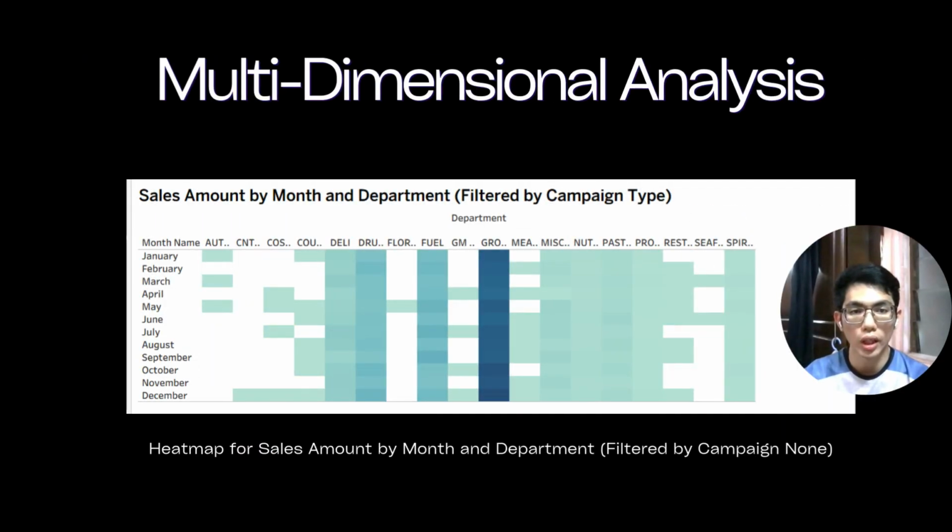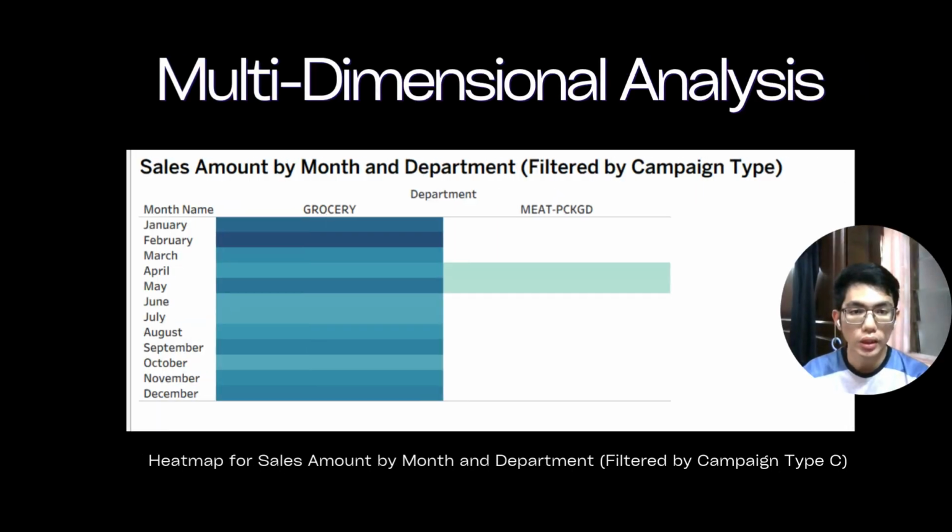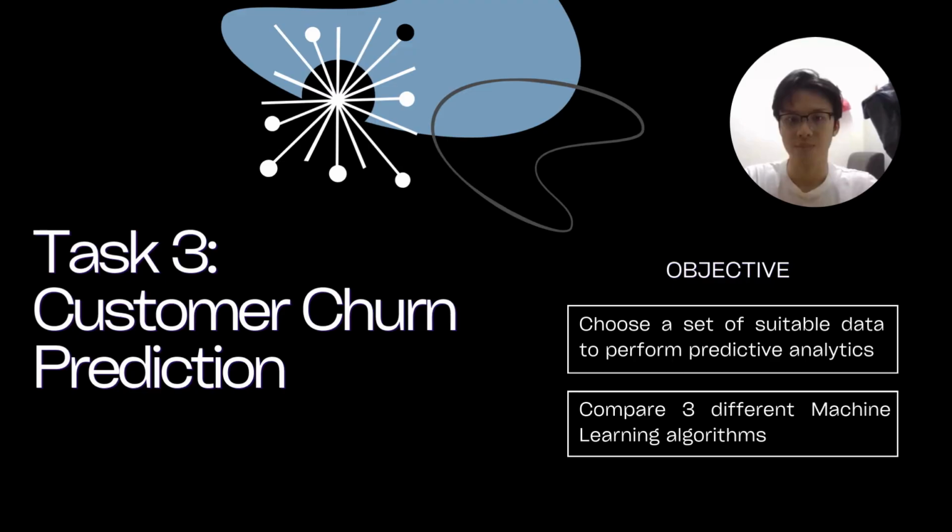For multi-dimensional analysis, we create a heat map of sales amount by month and department and filter by different campaign types, such as campaign none, campaign A, campaign B, and campaign C. This demonstrates the slice and dice capability of the data warehouse, where users can dynamically explore sales patterns based on multiple dimensions. Next, I will pass to my group member to present.